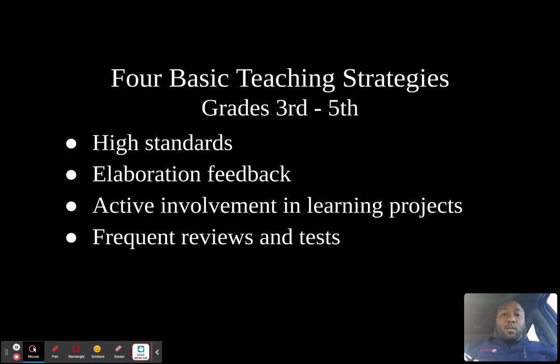I'm going to be going over four basic teaching strategies for grades third through fifth. Those four basic teaching strategies are high standards, elaboration, feedback, active involvement in the learning process and projects, and frequent reviews through homework and testing. Teaching strategies that encourage student engagement are shown to have deeper processing of the information, which achieves higher levels of initial learning. That's associated with longer retention of that information.